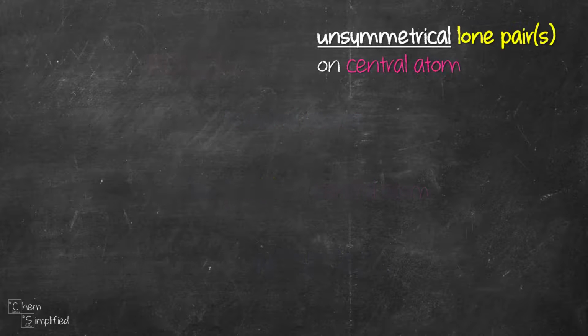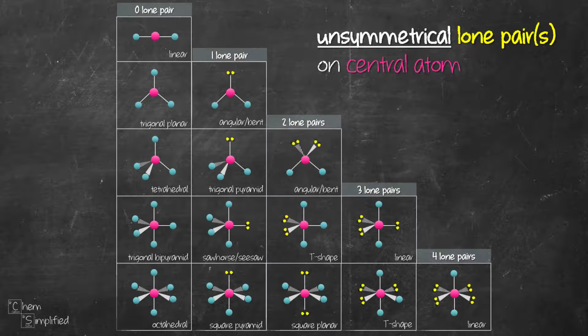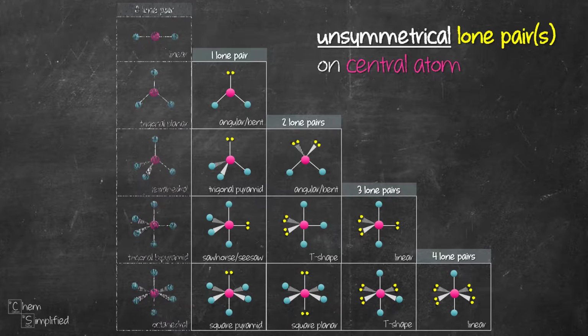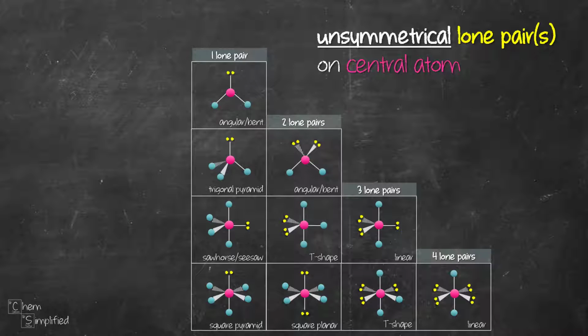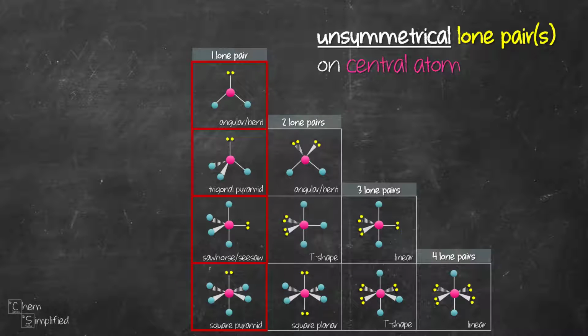To classify what unsymmetrical lone pair is all about, let's start by looking at the VSEPR geometry chart. We have geometries ranging from 2 to 6 terminal atoms surrounding the central atom. Since we're talking about lone pairs, that means these geometries having 0 lone pairs are not of concern. So we're going to focus on the geometries that have lone pairs. All the geometries with 1 lone pair are unsymmetrical, since the electron distribution is not even in these geometries.